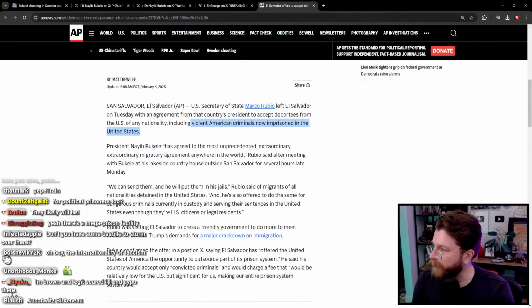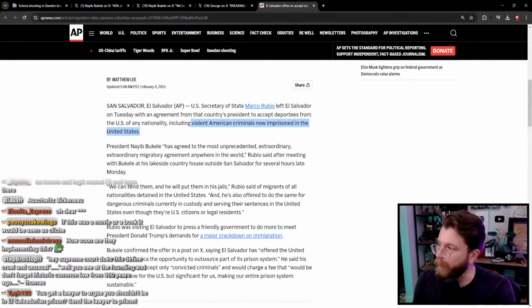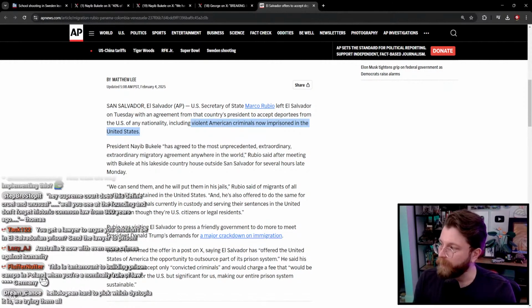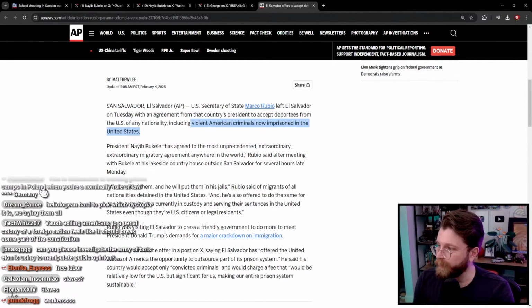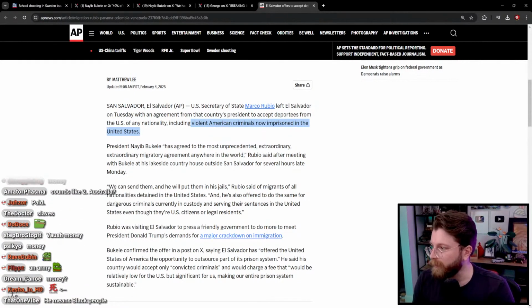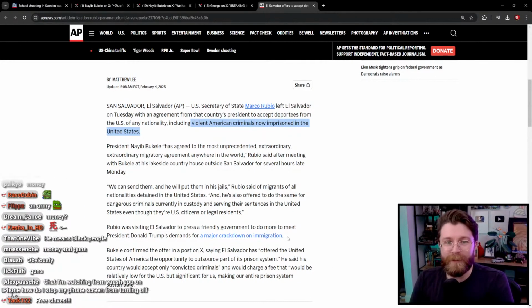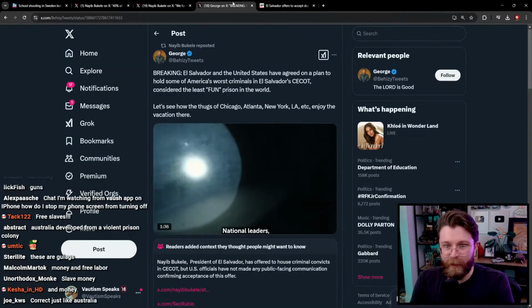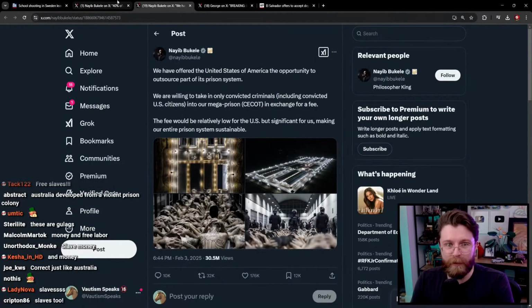Now think for a second. What does Bukele get out of this? Money. And contracts from private corporations who are going to help build those prisons and run them. Obviously. And slaves! Which is the relevant link here. Is it this one? No. Is it this one? No.